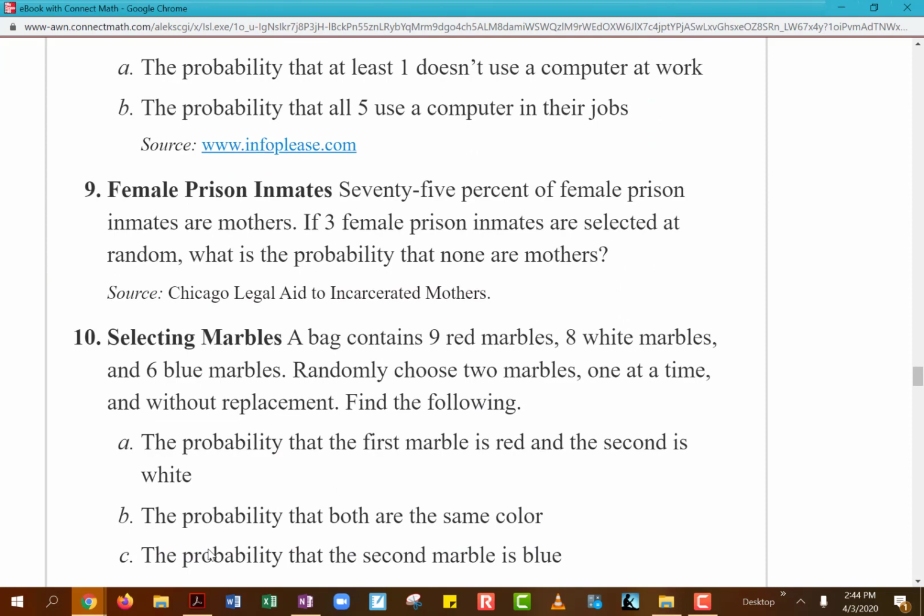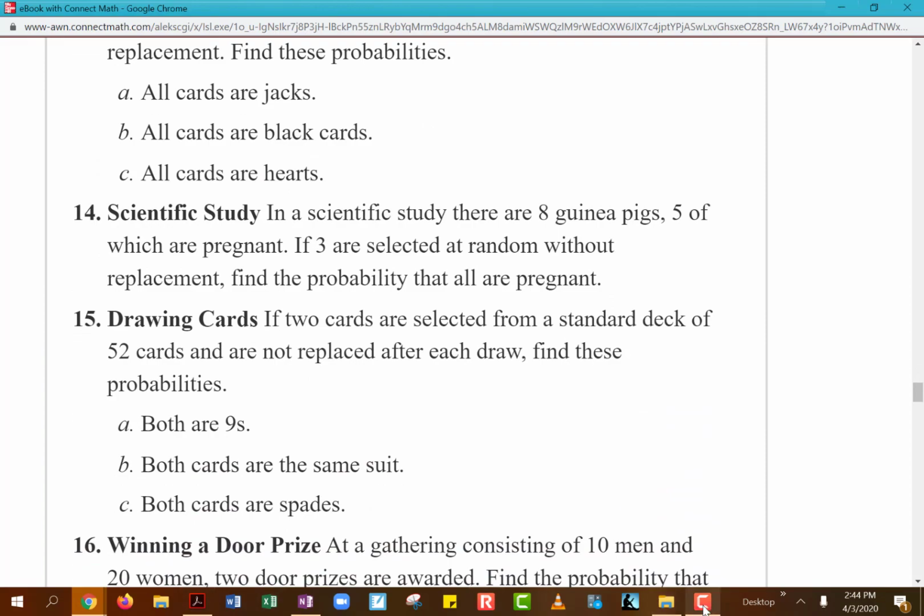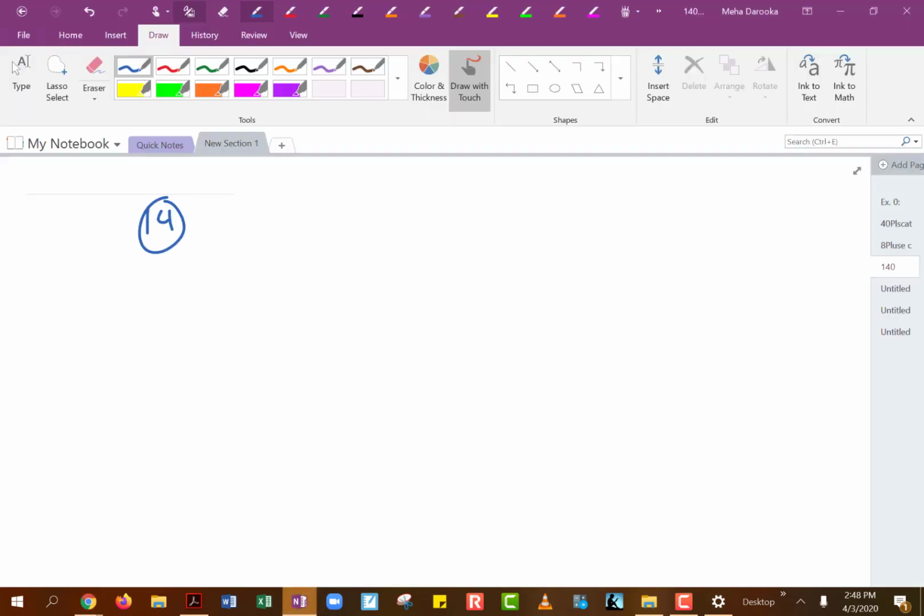And the next one I wanted to look at was actually number 14, right over here. Alright guys, so number 14 here is talking about, in a scientific study there are 8 guinea pigs and 5 of them are pregnant. So we're saying if we select randomly, and here's the keyword, without replacement. So since they're saying without replacement, that means we're looking at dependent events. They're saying if you select 3 at random without replacement, what's the probability that all of them will be pregnant? Okay, so remember there's a total of 8, and out of those 8, 5 are pregnant.